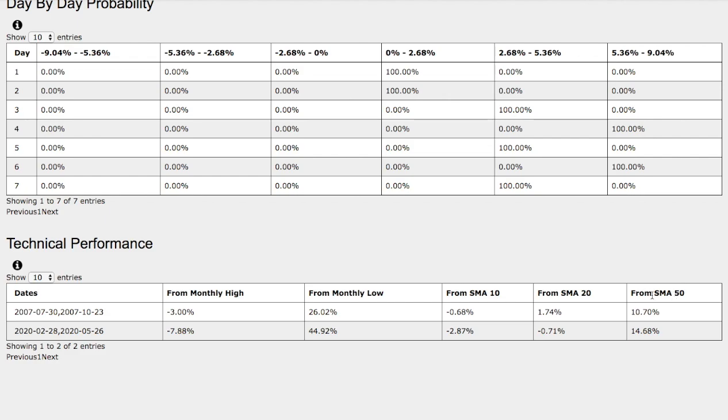There are slight technical differences among the two trends. It is around the 20 simple moving average: in our current trend, we were down 71 basis points. Compare that to the trend in the past, it was up 1.7%.